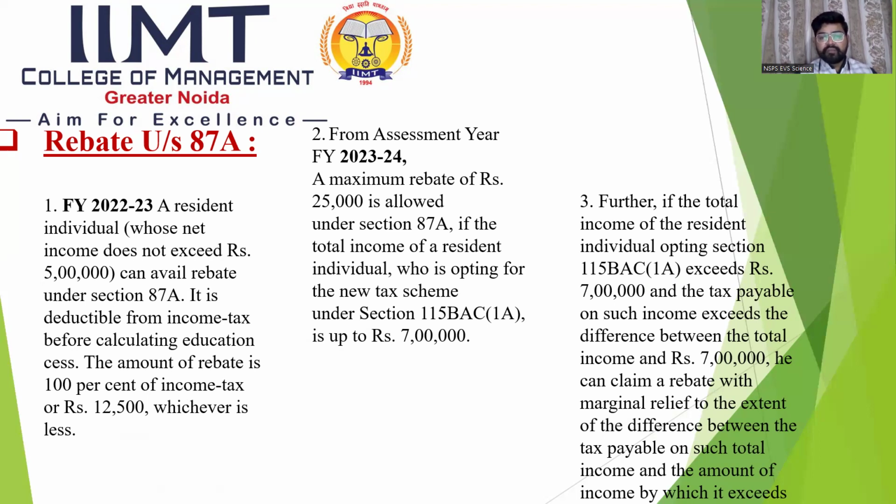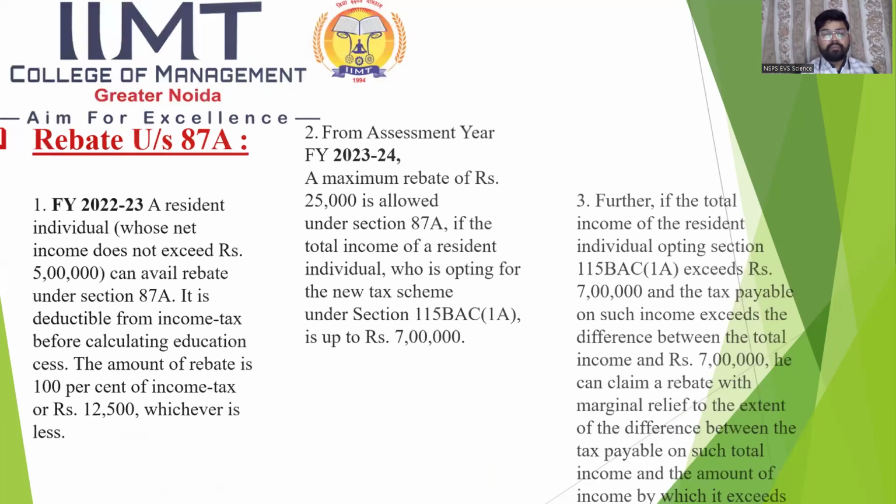The third point is further, if the total income of the resident individual opting for section 115BAC subsection 1A exceeds rupees 7 lakh and the tax payable on such income exceeds the difference between the total income and 7 lakh, he can claim a rebate with marginal relief to the extent of the difference between the tax payable on such income and the amount of income by which it exceeds 7 lakh.